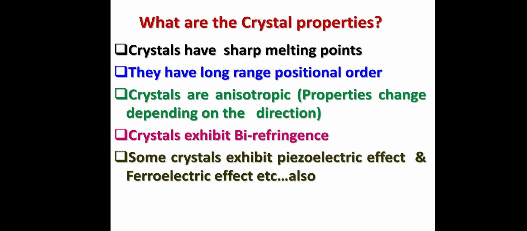And crystals exhibit birefringence. Refringence is nothing but the refractive property. Birefringence, because most of the very popular crystals like quartz, calcite, when you allow light to pass, double refraction is going to take place, ordinary and extraordinary light. So they exhibit birefringence. And some crystals exhibit the piezoelectric effect as well as the ferroelectric effect. Of course, the piezoelectric effect.